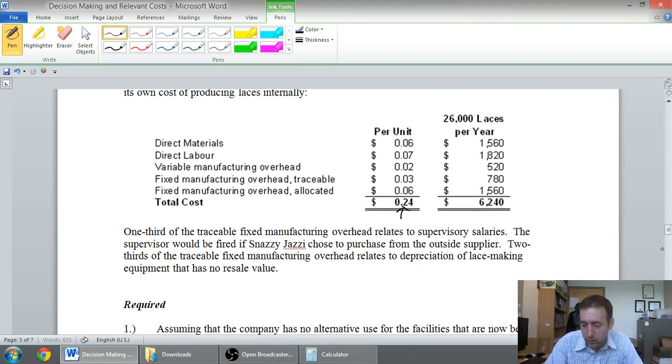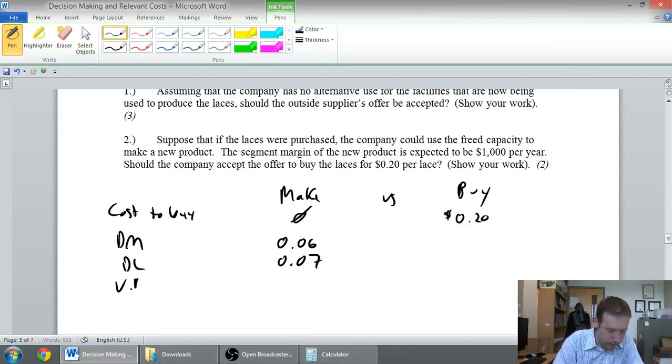Variable overhead, variable cost, general rule of thumb are relevant, and certainly it is here. If I make, I have this overhead. If I buy, well, then there's no variable overhead because I'm not making anything, and that was, I think, 2 cents.